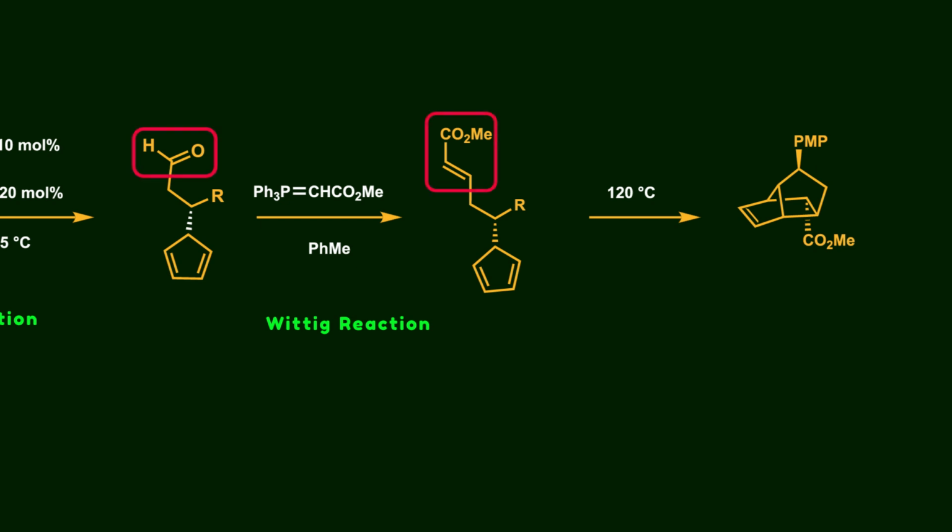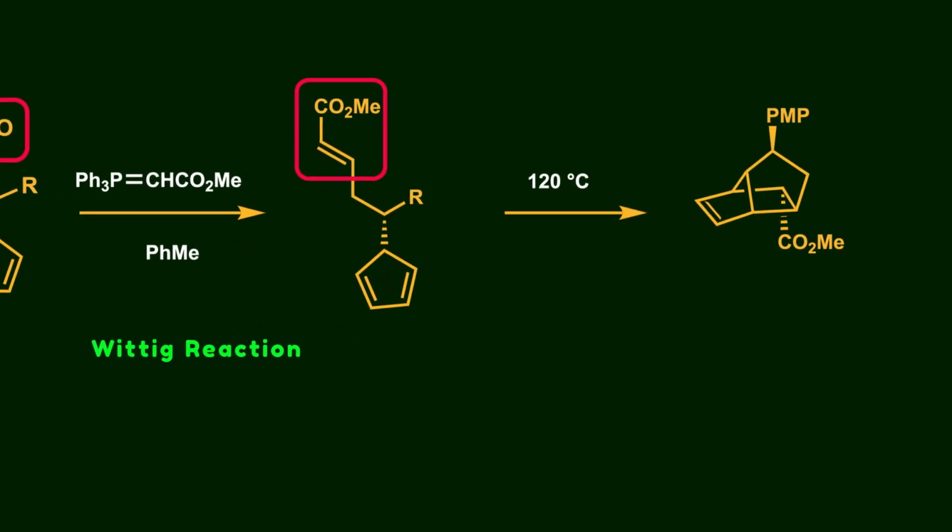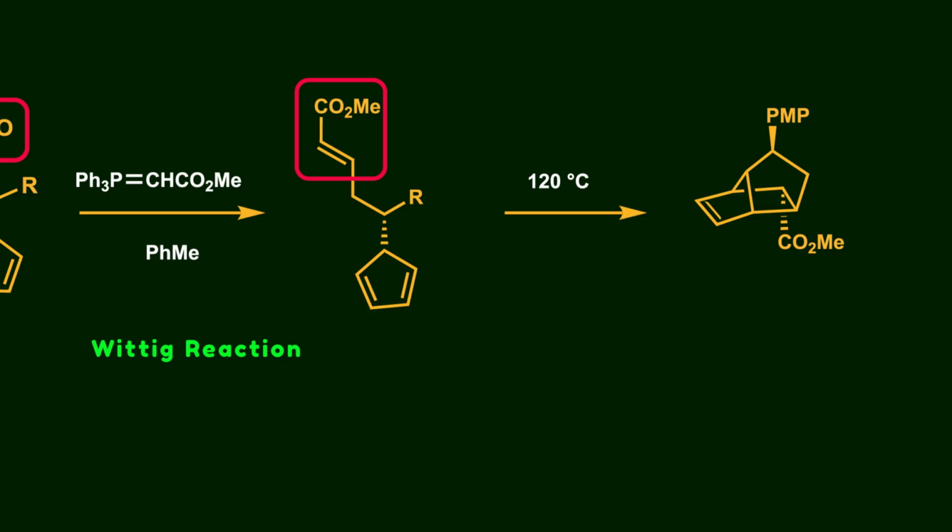In the final step, an intramolecular Diels-Alder reaction occurs between cyclopentadiene and the double bond generated from the Wittig reaction. This step is performed by increasing the temperature to 120 degrees to form the bicyclo[2.2.1]heptane ring system. But it's not as straightforward as it seems.